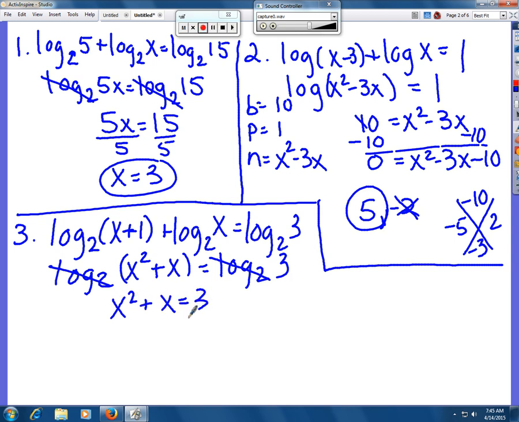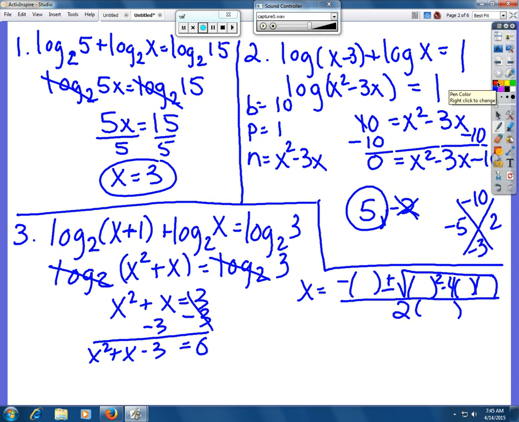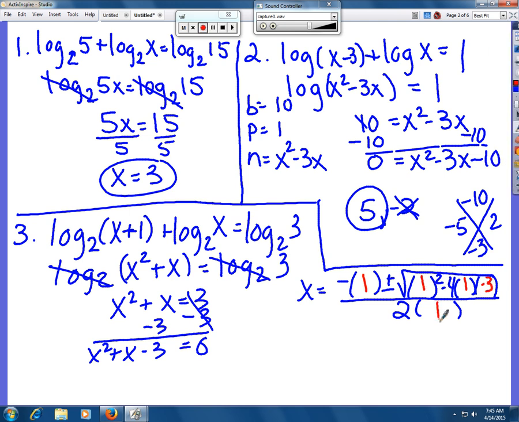And it's a quadratic again, so I have to subtract 3 to get a 0 on that side. So I have x squared plus x minus 3 equals 0. And this can't factor because there's no factors of negative 3 that add up to 1, so I have to use the quadratic formula. So x equals negative b plus or minus the square root of b squared minus 4ac all over 2a. And I plug in the numbers for a, b, and c. b is 1, a is 1, c is negative 3, and a is 1.